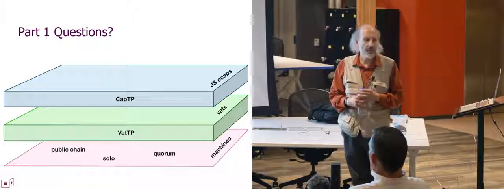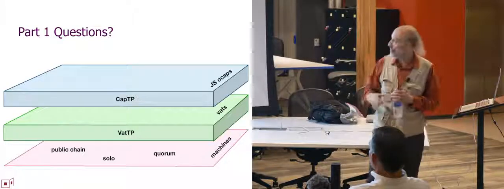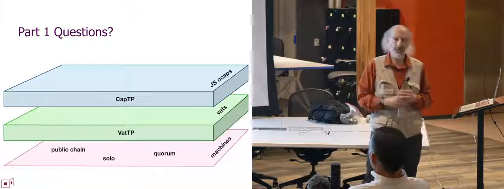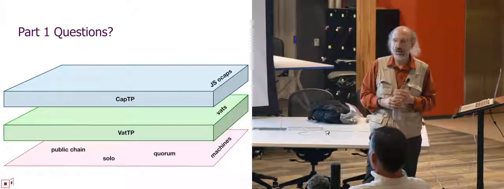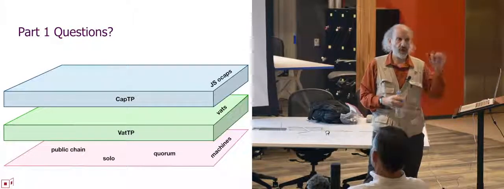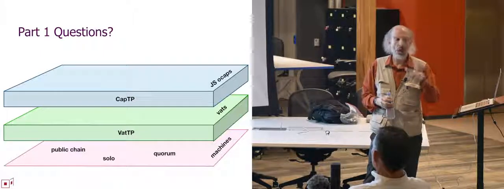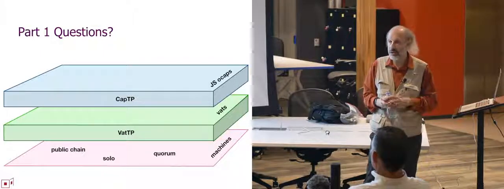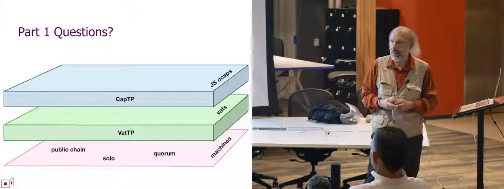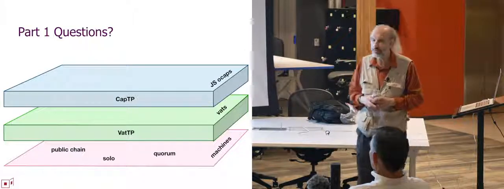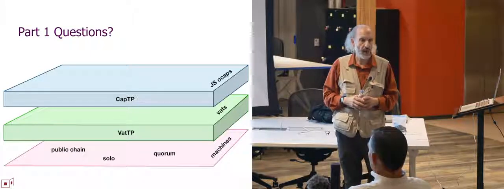So that's the end of part one. We've gone through these three layers. Next, we're going to talk about the actual smart contracting layer now that we have the foundations and we understand why distributed secure objects can work across the whole system. So if anybody has further questions they'd like to ask here.